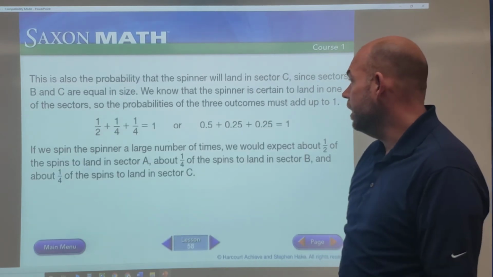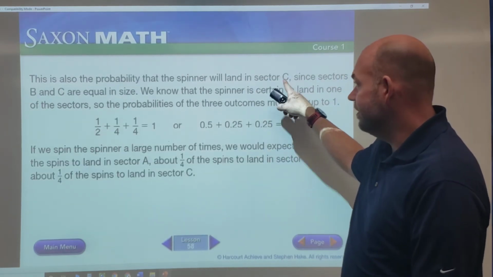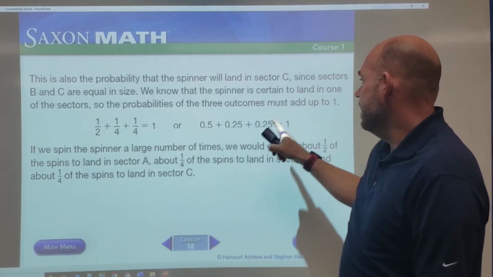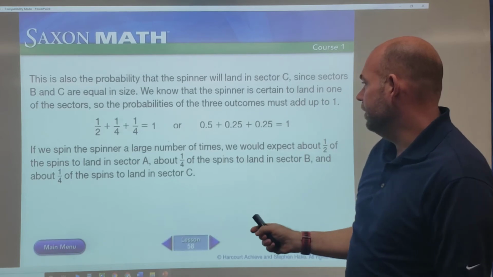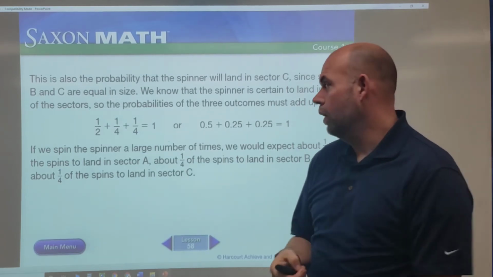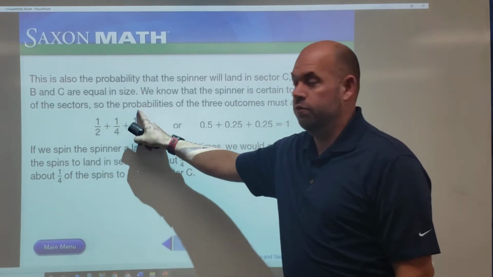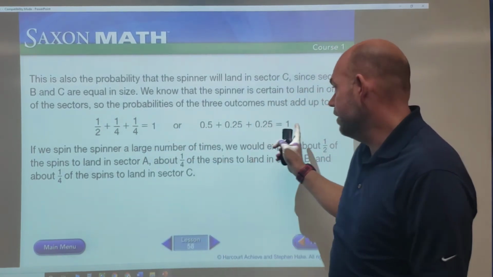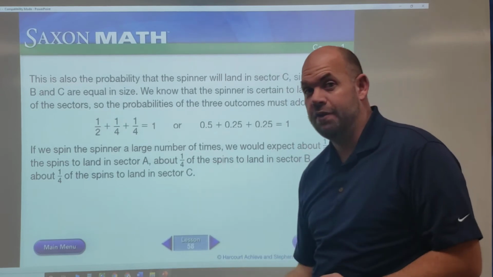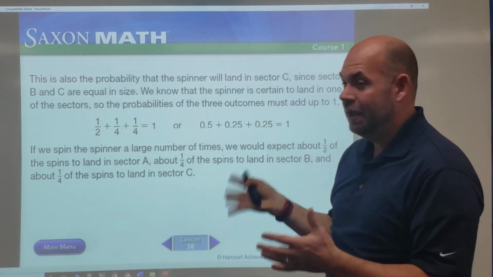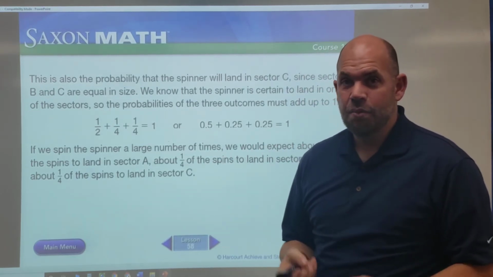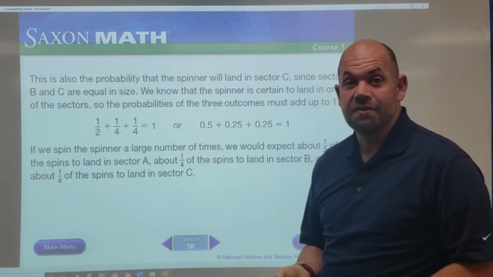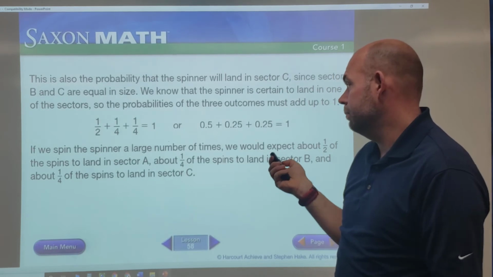So the probability that the spinner will land in sector C, since B and C are equal in size, we know that the spinner is certain to land in one of the sectors, so the probability of all three outcomes has to add up to 1. So 1/2 plus 1/4 plus 1/4 equals 1, or 0.5 and 0.25 and 0.25 is 1, or 50% plus 25% plus 25%, they all equal 1. You have to do that with your sample space. If it doesn't equal 1, then something's off, and that's how you check your work in these kinds of problems.